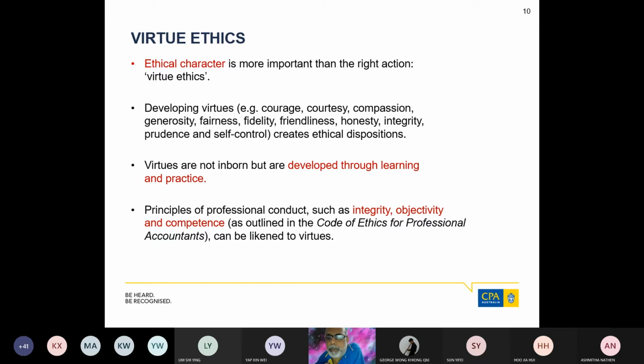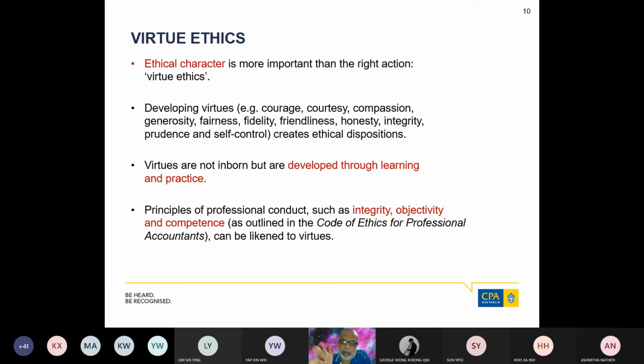It's inside you, either because of your upbringing, because of the type of people you hang out with, your family, your religion, your peers, whatever. So you're developing virtues, and developing virtues creates ethical dispositions. Meaning that if you have all these virtues, it will make you a more ethical person. Virtues like courage, courtesy, compassion, generosity, fairness, fidelity, friendliness, honesty, integrity, prudence, self-control. Maybe it's not possible for one individual to develop all these virtues, but if you have some of them inside you already, then it creates ethical dispositions, just like a moral compass inside you.